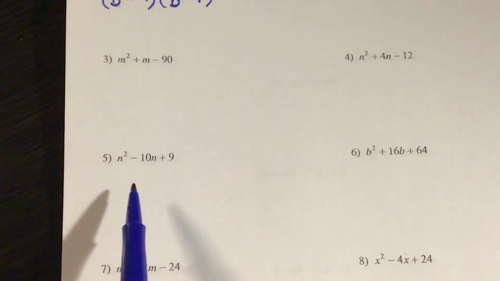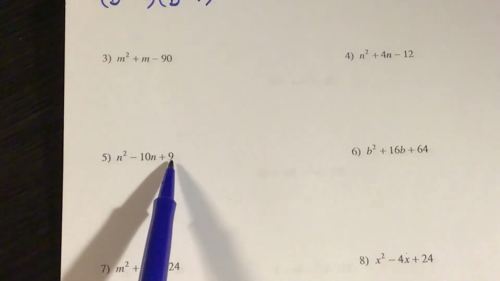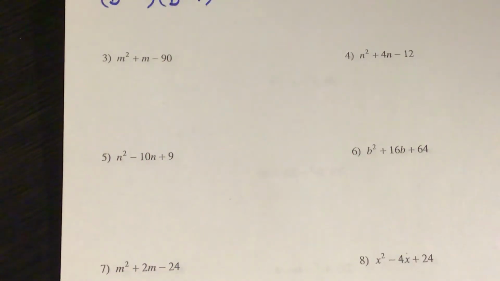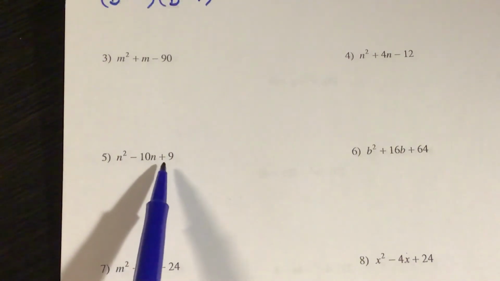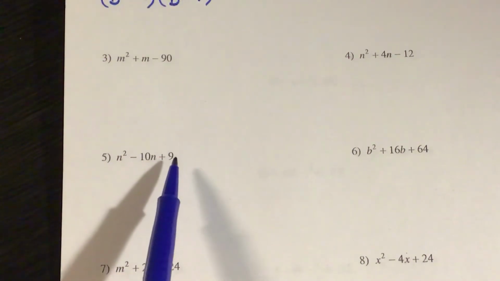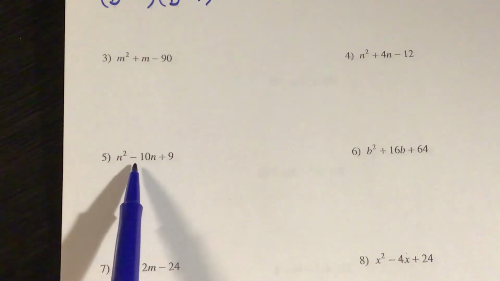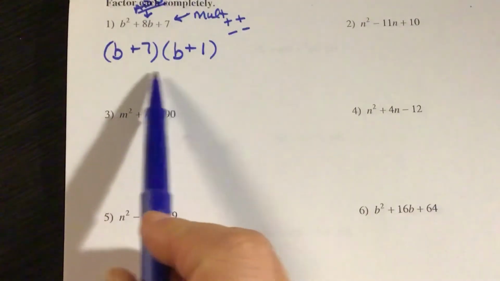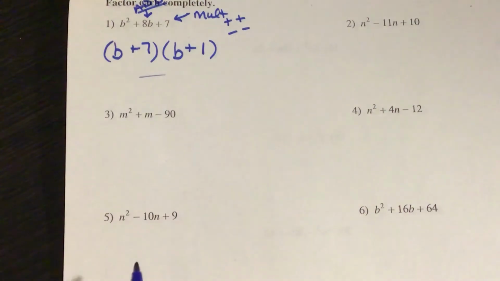All right, so here is one where we are multiplying, and I'm looking at number 5. In number 5, we're multiplying numbers to be equal to 9, and we're going to add them to be negative 10. All right, so multiply to be the end number, add to be the middle number. And again, because 9 is positive, both of our signs are going to be the same. But because the middle number is negative, both of the numbers will be negative. In the first example, they were both positive because the middle number was positive.